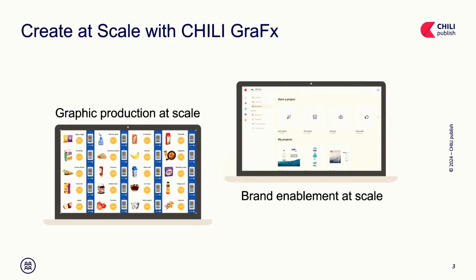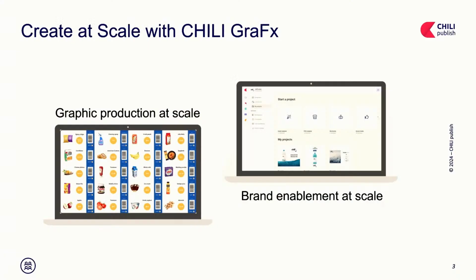To set the scene, we see two modes of adoption of CHILI GraFx by customers. First, you see graphic production at scale, where the goal is to automate the graphic production process to a very high level, and where possible, remove the designer from that process. And then on the right, you see brand enablement at scale. This is when we create composition models and smart templates, and we put them in the hands of non-designer end users, so people who go in to produce their own graphic assets and be on their way and have the impact.